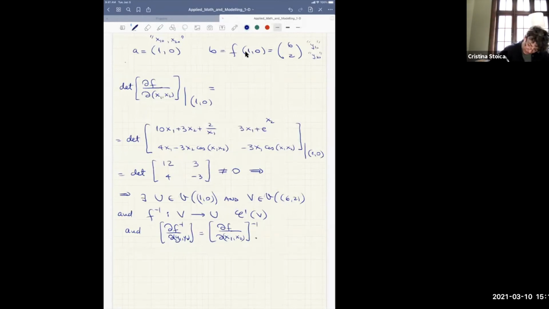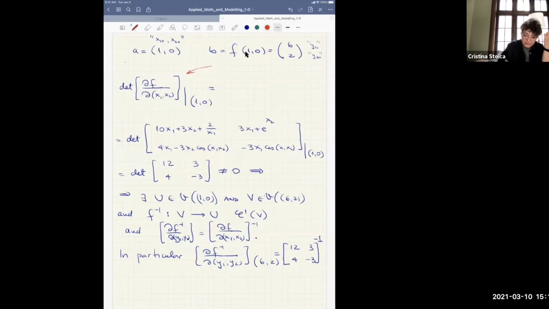In particular, that's where I want to get. Okay, df^-1 at (y1, y2) = (6, 2) will be the matrix (12, 3; 4, -3) to the power minus 1. Yeah, it would be the inverse of this guy. I didn't write it again.